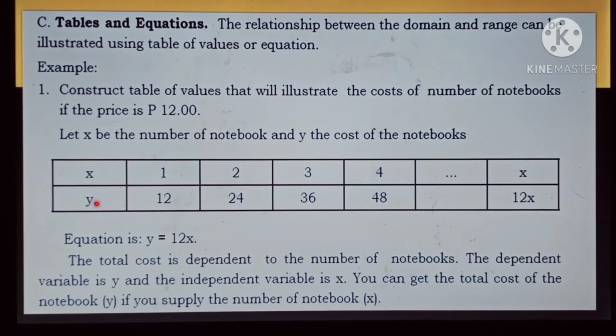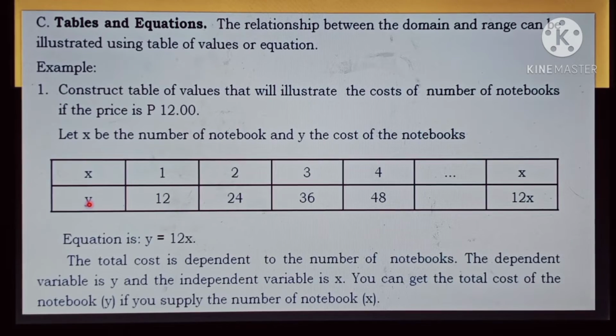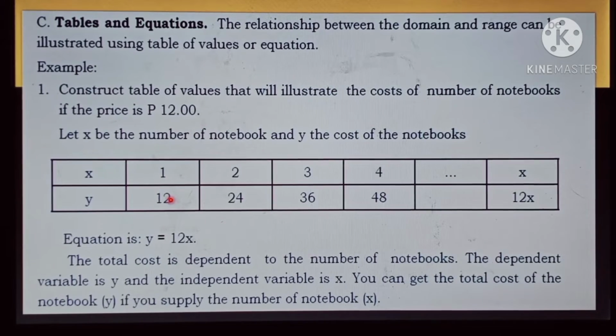Then, for the Y, how can we get the value of Y? So, makukuha natin yung Y sa pag-multiply natin ng number of notebooks sa amount. So, sabi, sa isang notebook ay you have to pay the price of 12 pesos. So, 12 times 1, that will be 12.